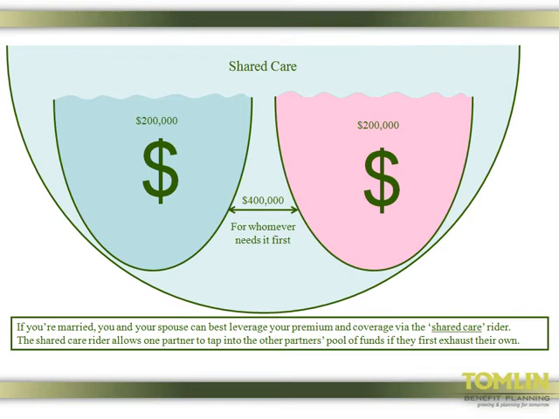So in this case, each partner has a pool of money worth $200,000, and they have the shared care rider. And then one partner goes on claim. If they drain their entire pool of money, if they spend all $200,000, then at that point they have access to their partner's pool of money, and they can spend up to the other $200,000. Or in other words, they have access to both. Either partner has access to both pools of money with the shared care rider.